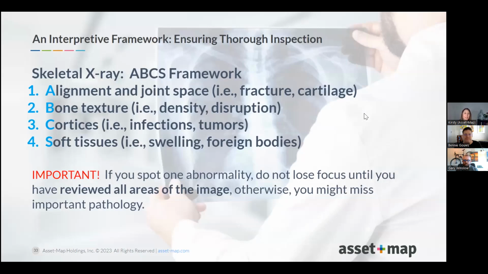And then just before we go into a quick 5-minute break, this is a framework that's actually used by radiologists. They call it the ABCs framework, and it's about first systematically working through this process of, look for alignment and joint space. Then you move on to bone texture, cortices, soft tissue. But what I liked about this is what they're taught as part of that framework is when you're working through it, often people will pick up something in step 1 or in step 2 and then not move on to step 3 or step 4.